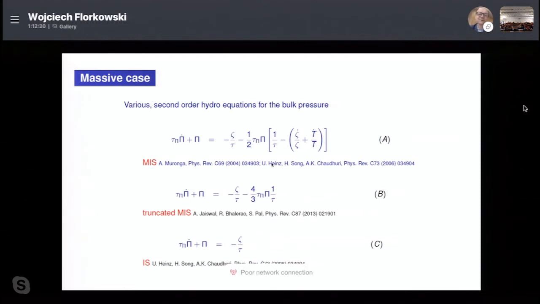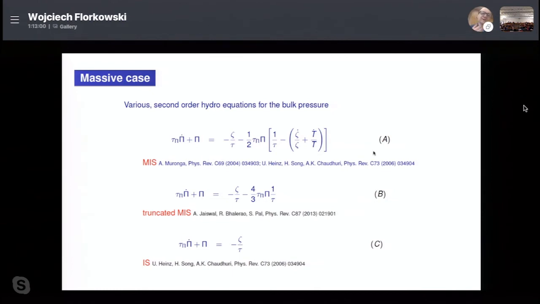Okay, so there are three versions, A, B, and C, of the dynamic equations for the bulk viscosity. Depending on the formulation of hydrodynamics and whether you want to take more or fewer terms, there are more or fewer terms on the right-hand side. So we have the ABC model. C is the simplest, A is the most complicated.